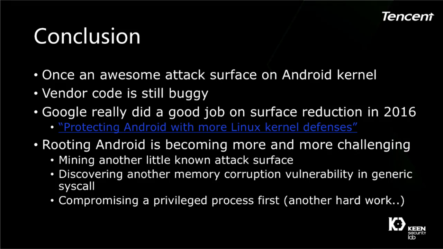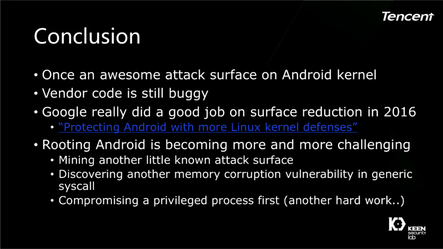But Google really did a good job on surface reduction this year. Disallowing the WEXT ioctl is just one of their contributions. They also do other work to reduce more and more of the attack surface of the Linux kernel. You can check his blog, the article "Protecting Android with more Linux kernel defenses," for more details. But in summary, for us, rooting Android is becoming more and more challenging.